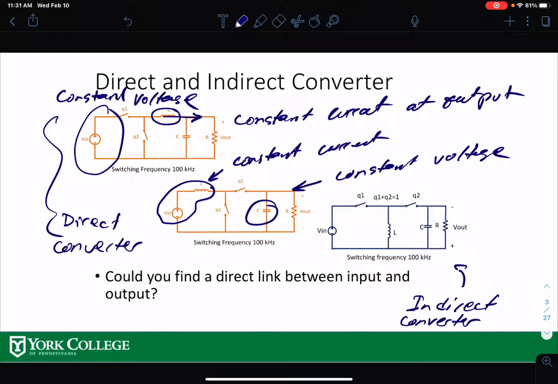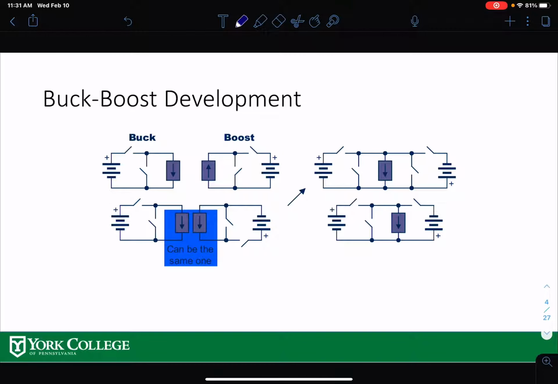So that's important to derive our buck boost converter. We're going to get there soon. I hope you understand what I'm talking about here. Now, for the buck converter, I said you have a constant voltage source in the input and a constant current source in the output. So you can convert the schematic diagram to one with a constant voltage source and a constant current source. And the boost converter has it the other way around.